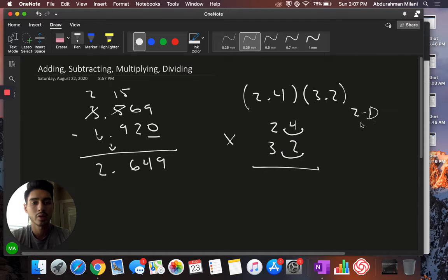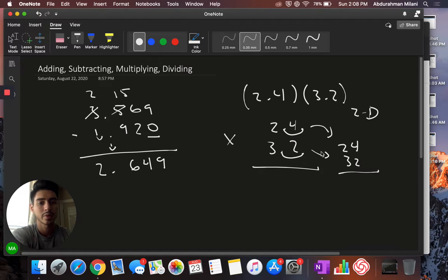And the reason we're going to write this is because once we're done, we're going to move those decimals 2 places back. So our new numbers are going to look like 24 and 32. And we're going to multiply that. So that goes right there, and that goes right there. We got rid of the decimals, but we're going to add them back in once we're done.